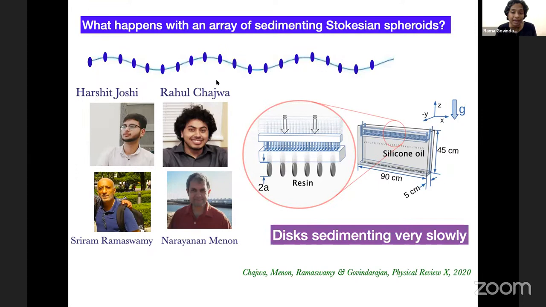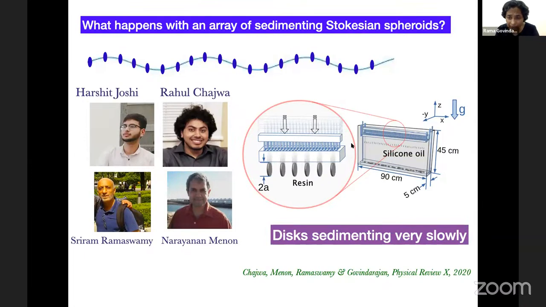So this work was started by Rahul Chajwa, who graduated a couple of years ago, and he is now postdocing in Stanford. And Harshit Joshi is a present student who's taken up this work, and he's looking at many interesting nonlinear aspects. And Sriram Ramaswamy is the theorist we've collaborated with, and Narayanan Menon is the experimenter. So Narayanan has guided Rahul through these very nice experiments that you will see. The experiments were done in ICTS.